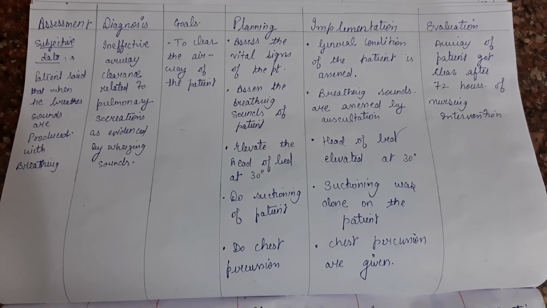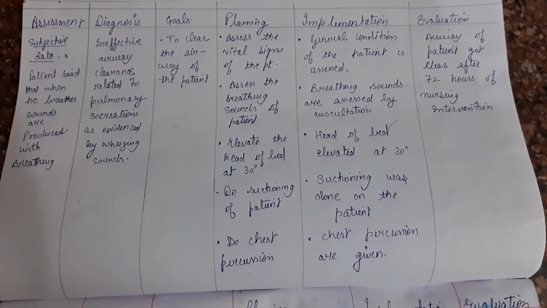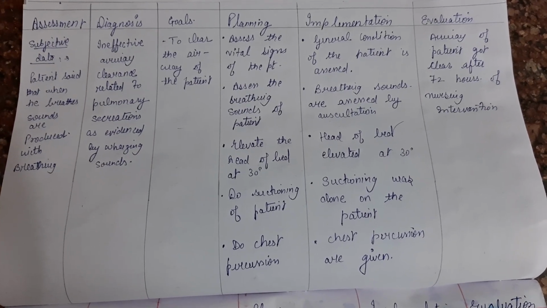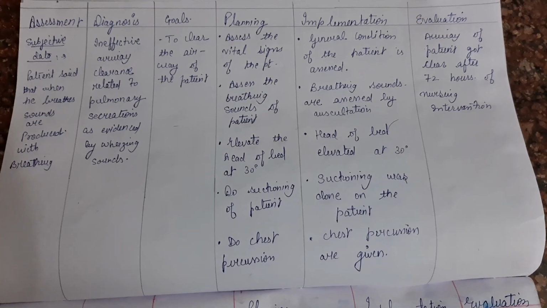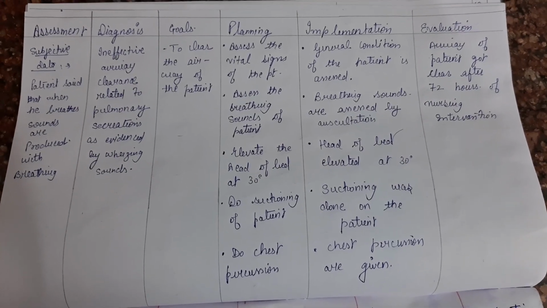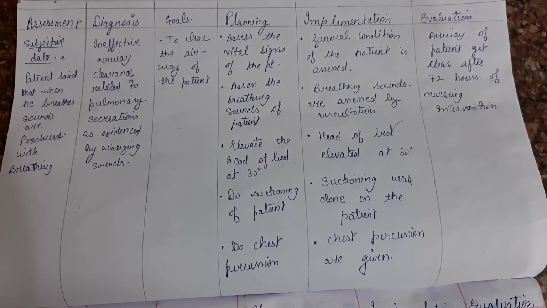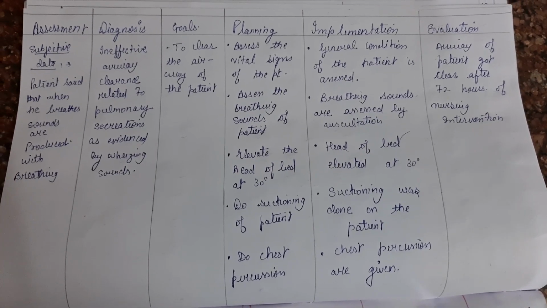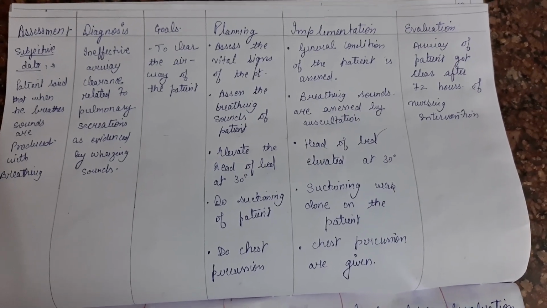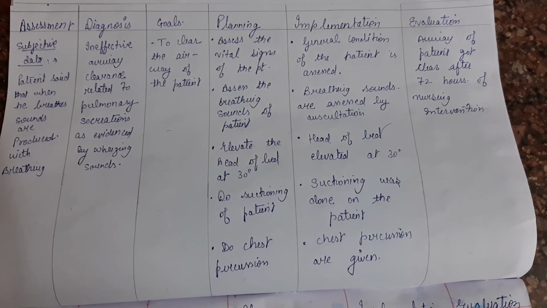For the clearance of the airway, we first of all assess the vital signs, assess the breathing sounds, elevate the head of the patient's bed at 30 degrees, and do suctioning. Suctioning is the main point. With the help of suctioning, we remove all the excessive secretions present in the pulmonary area of the patient. Do chest percussion; with the help of percussion, we can remove the excessive secretions of the patient. Implementation means doing what we planned. After implementation, the evaluation is that the airway of the patient gets clear after 72 hours of the nursing intervention.